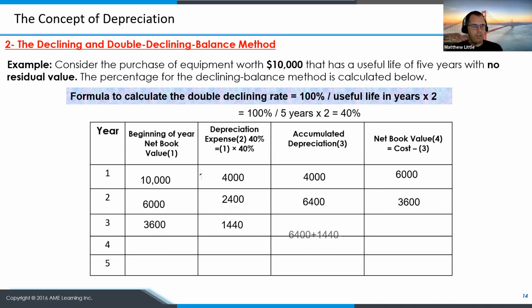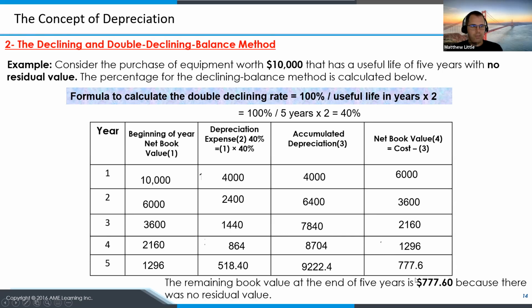We roll this forward and continue the same calculations. You'll see that our depreciation expense each year drops dramatically. And in theory, our net book value will never get to zero because it's a percentage of our net book value. But in this case, after 5 years, using the double declining rate with the useful life of 5 years, we would have a net book value of $777 and actually 60 cents here. And there was no residual value used as part of the original formula.